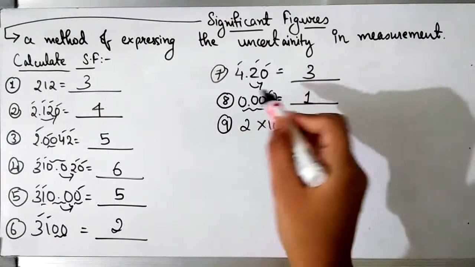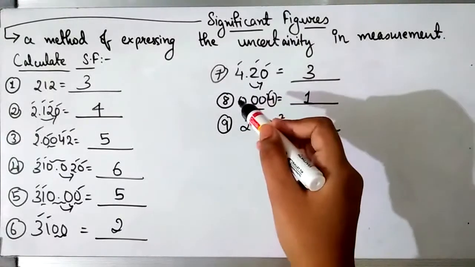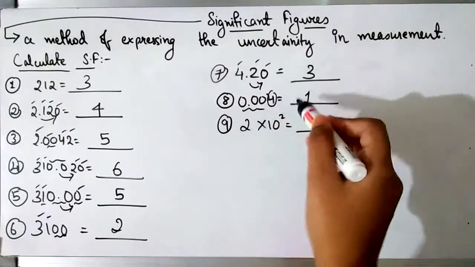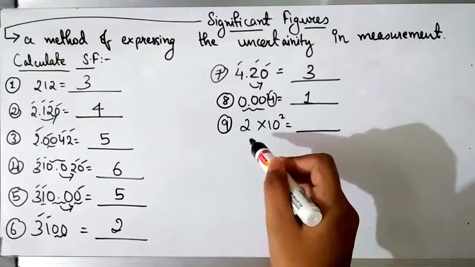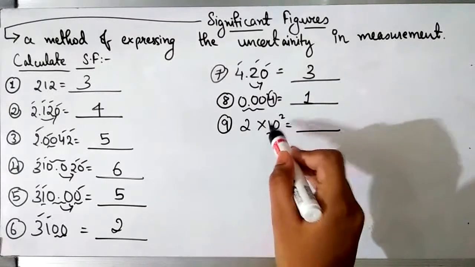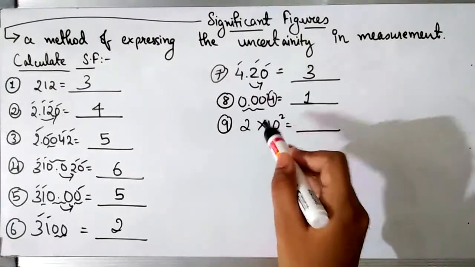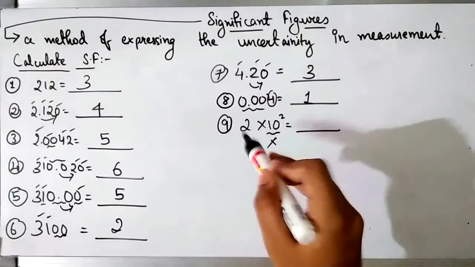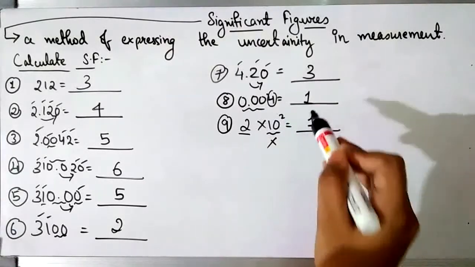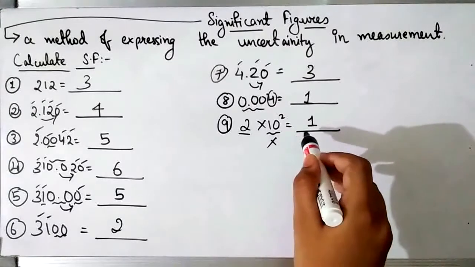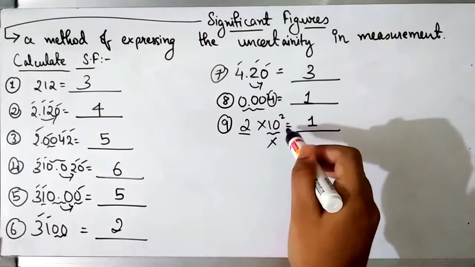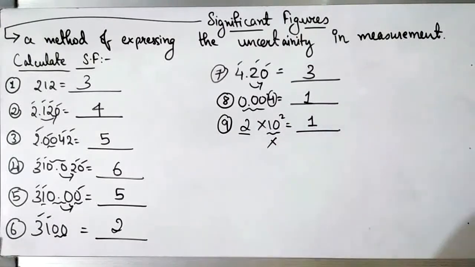Though the initial zeros are after the decimal or before the decimal, they are never considered to be significant. So we have only one significant figure in our 8th question. In the 9th one, you can see we have 2 into 10 to the power 2. Whenever we have an order of magnitude, that is also not considered to be significant. Order of magnitude is never significant. Only the 2 which is present here is significant. So we again have only one significant figure, that is 2, which is a non-zero. The rest is the order of magnitude, and order of magnitude is never considered to be significant.